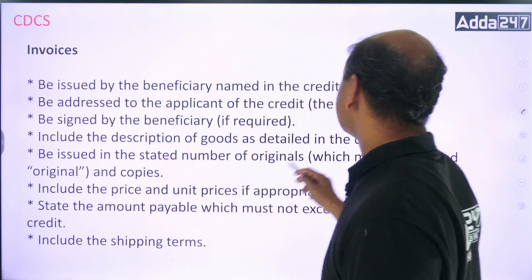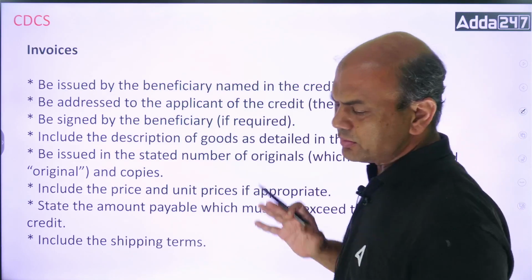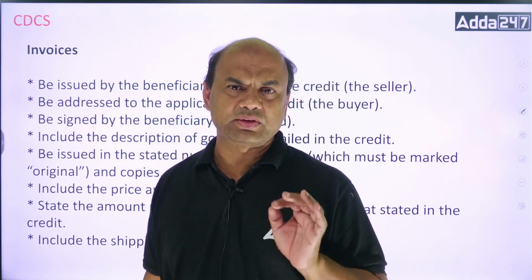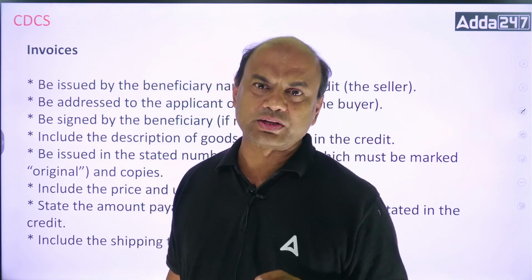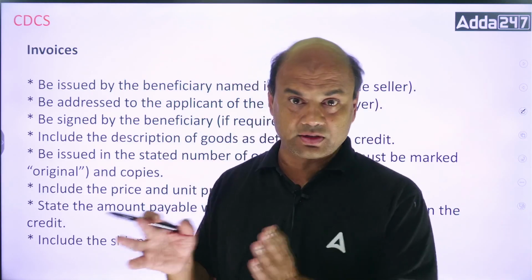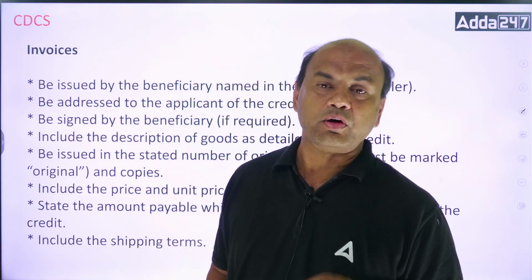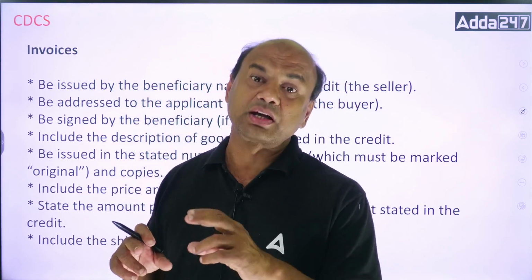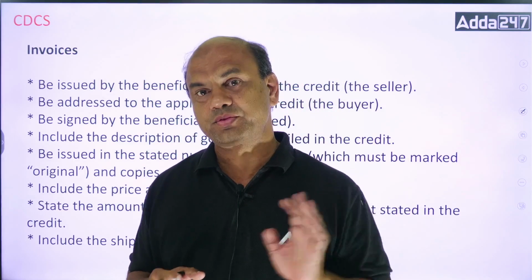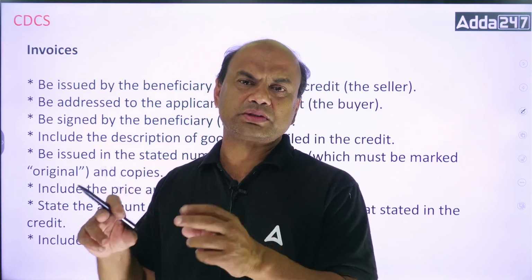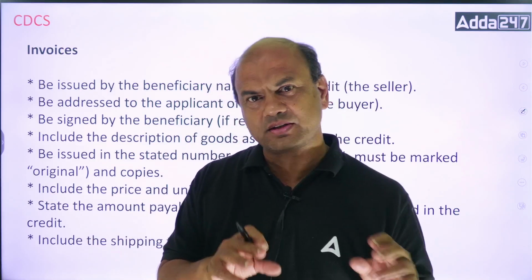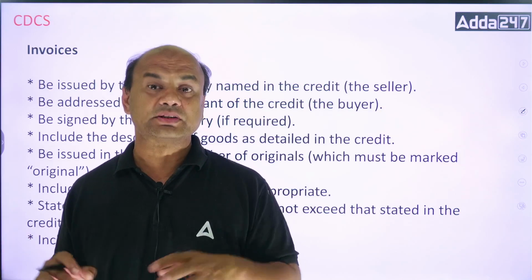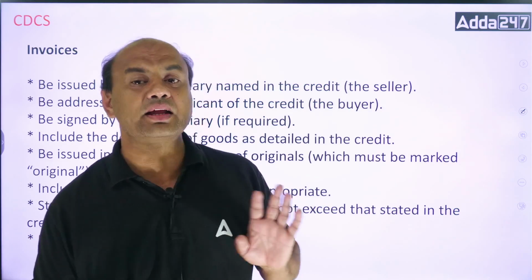Include the description of goods as detailed in the credit. This is the most important point about invoices. I'll give you two things. One is official, one is unofficial. See, official, unofficial. Officially, the UCP says that the goods description in the invoices should correspond to that of the credit. Correspond. So it says it can be that the goods description is not as given as it is in the credit. Somewhere here, there, some parts here and there, it can happen. This is official, but there are chances of getting an error over here.